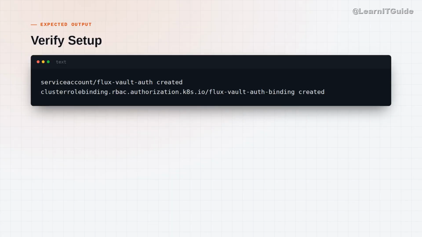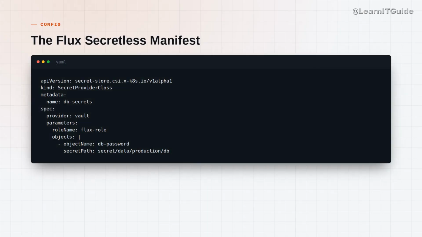This is the expected output. If you see these creation messages, the identity provider is correctly configured in your cluster. Perfect. Now let us look at the core concept.